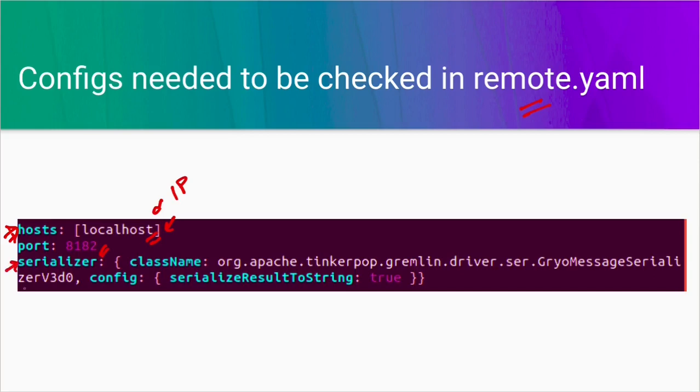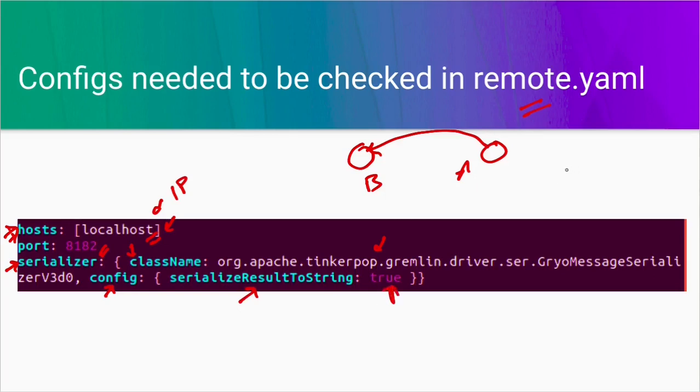And the third one is the serializer. As we know, just to transfer one object over the network from host A to B, we need to serialize this object. So this is just a configuration in which we are providing the class name of the serializer, that is the kind of serializer we want to use, which in turn is taking a configuration, that is, do we need to serialize the result to string or not? And we can provide a boolean here, that is true or false.